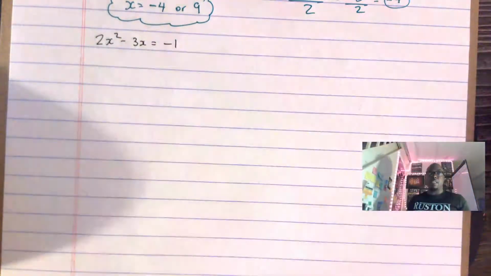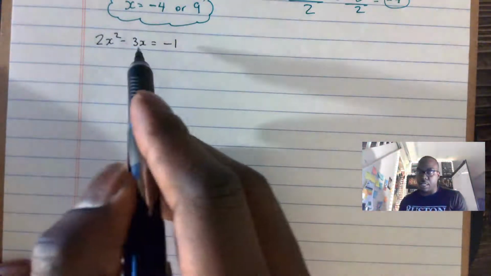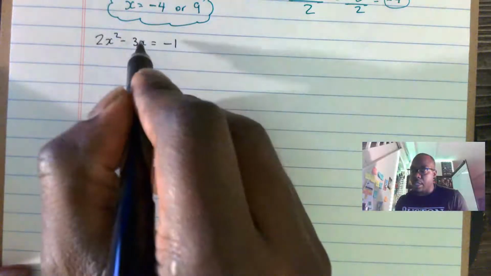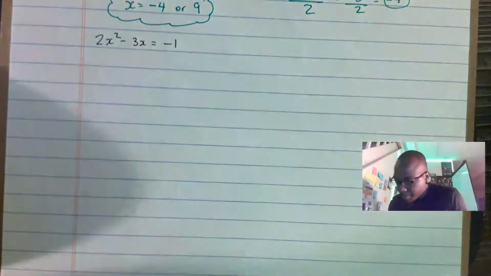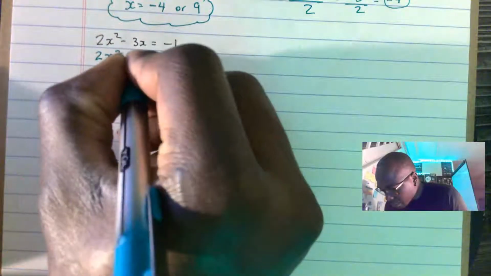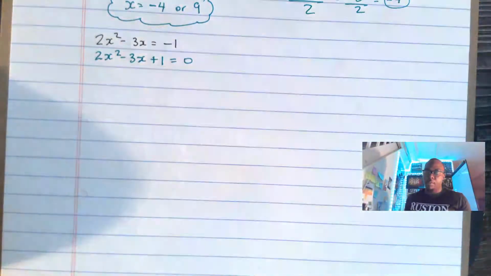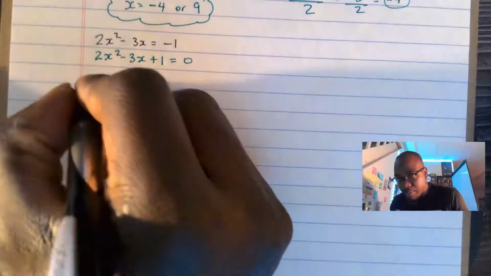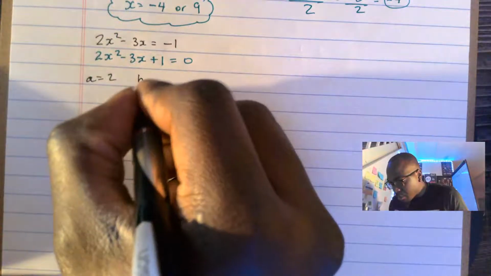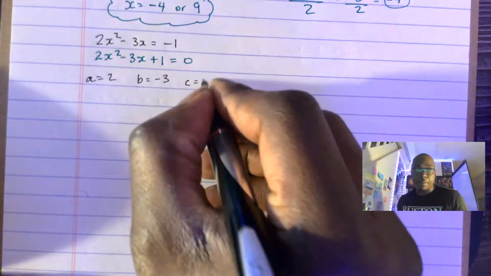Again, remember the first thing we check is whether it's in standard form. It is not, so I'm going to add 1 to both sides. When I add 1 to both sides, my new standard form becomes 2x squared minus 3x plus 1 equals 0. From here, I'm going to identify a, b, and c. a is equal to 2, b is equal to -3, and c is equal to 1.